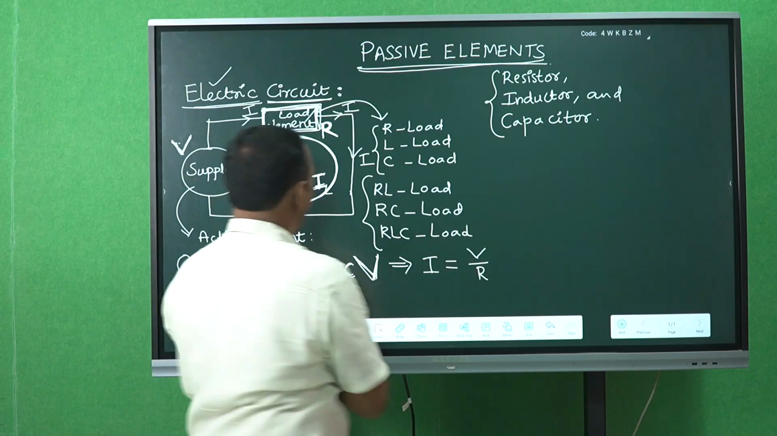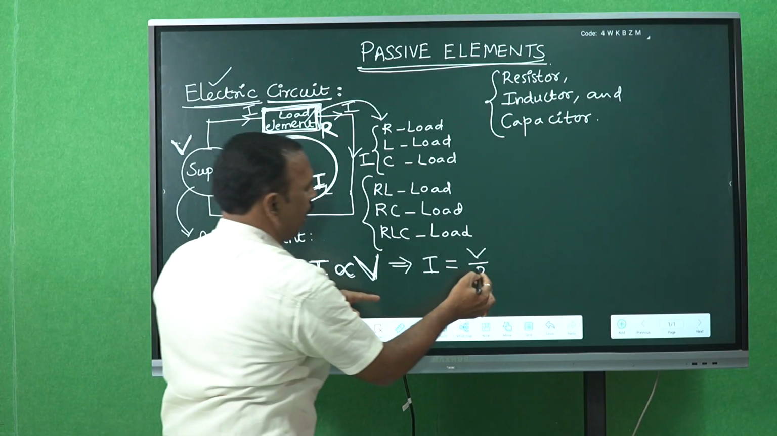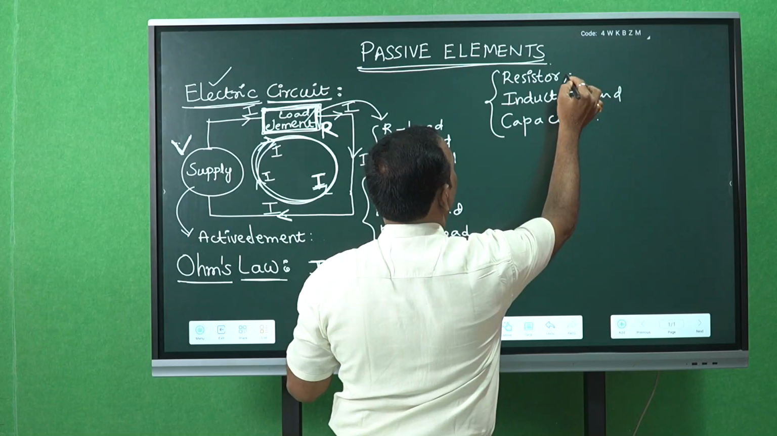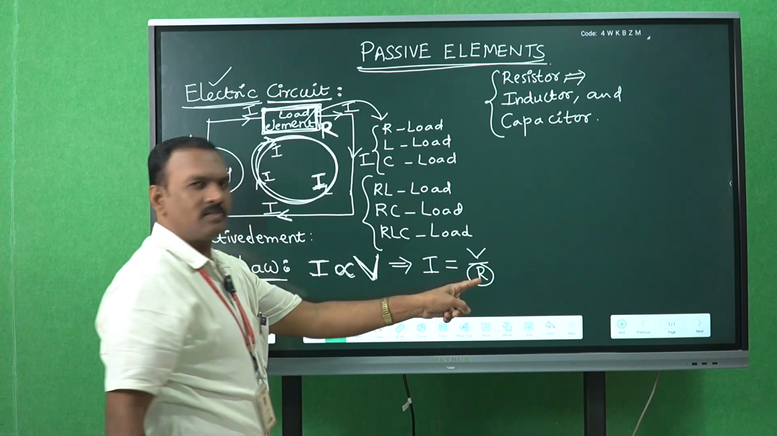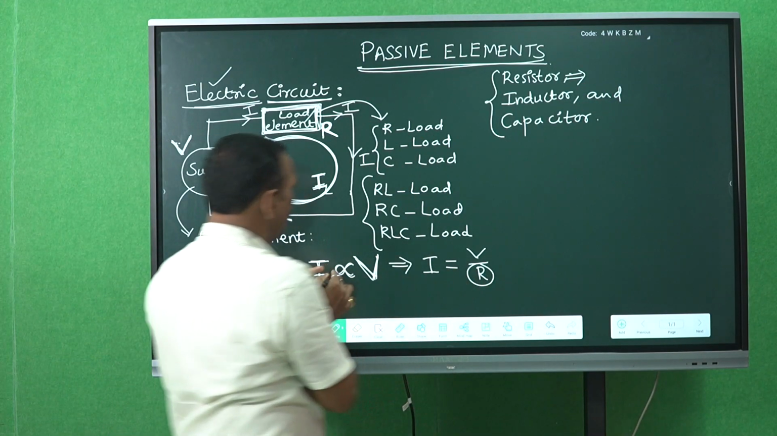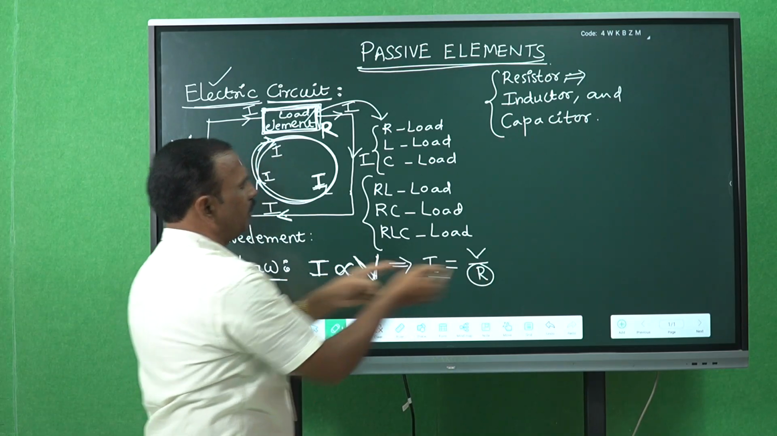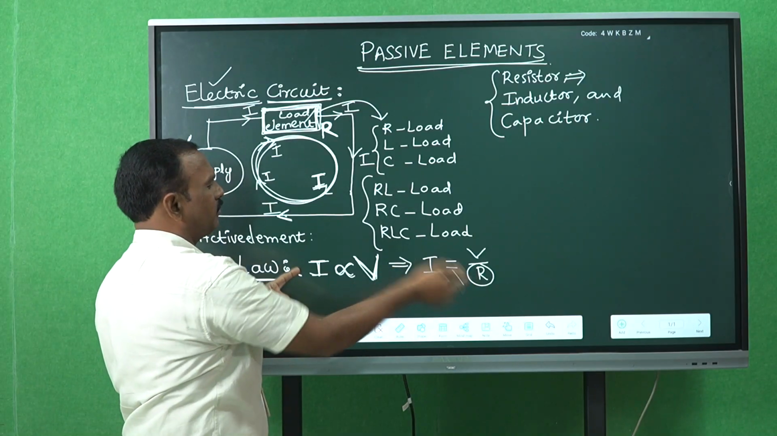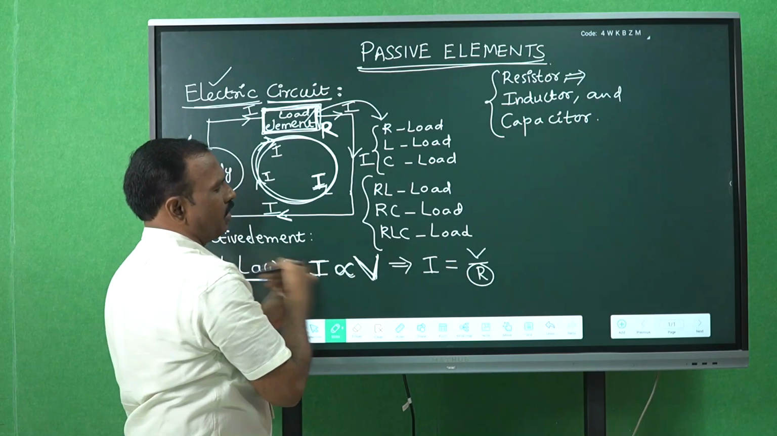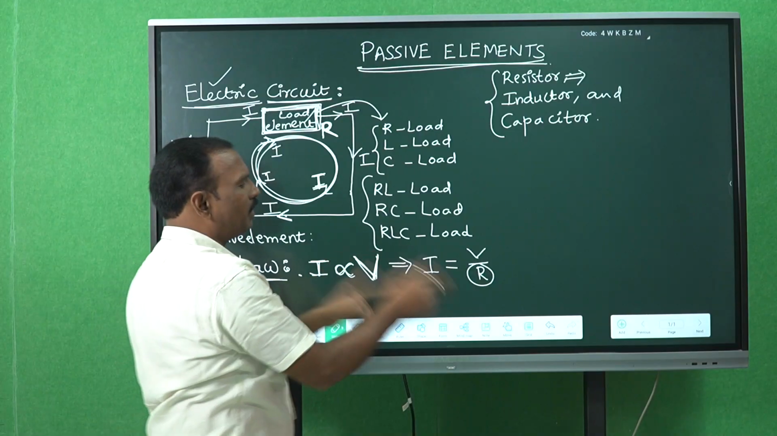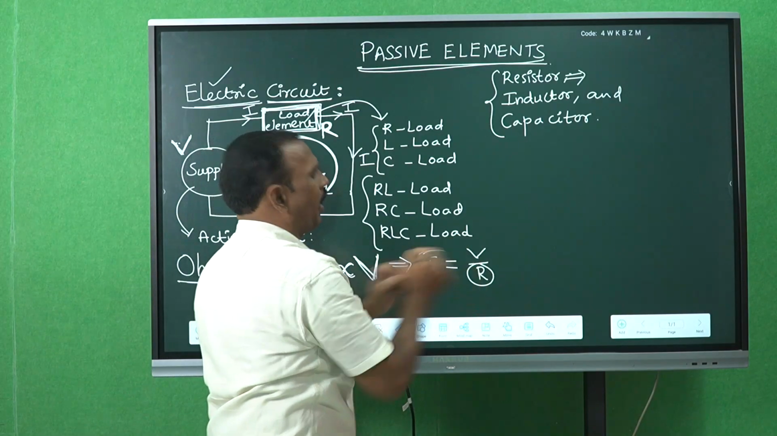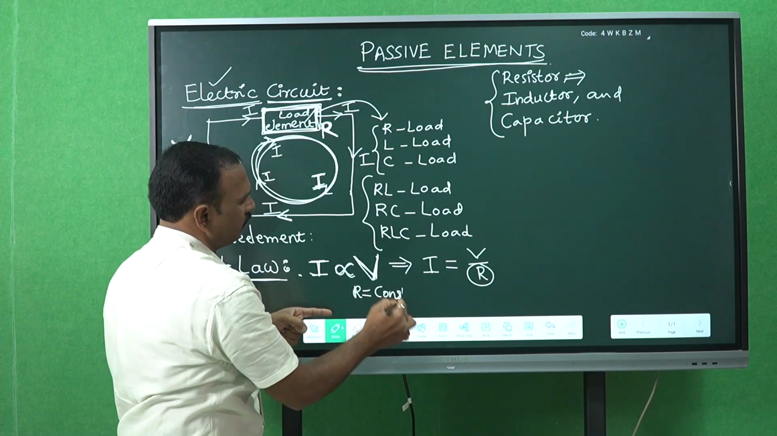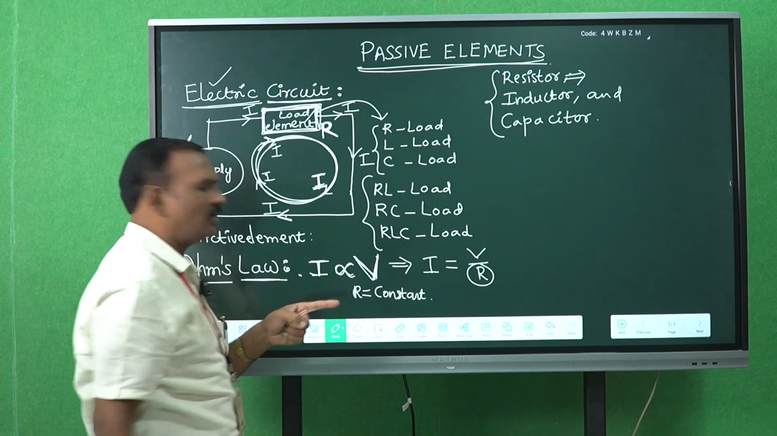Then what about this R here? R is nothing but the resistance of the resistor. Actually, here R is constant. If R is constant, then I is proportional to V. If proportionality is eliminated, then I is equal to V by R. Why is R constant here?